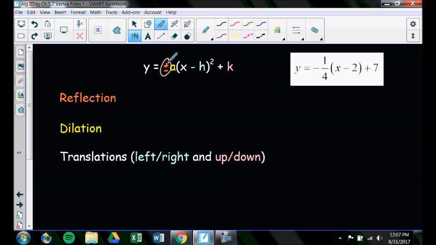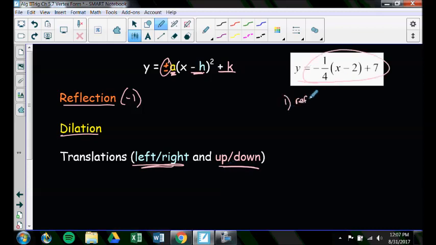If the a value is positive or negative, the graph will be reflected if it's negative. That shows reflection. The reflection happens if it's a negative. The a value does your dilation. The h value translates things left to right. The k value translates your parent function up and down. So if I was going to list all the transformations in this one, this covers everything.